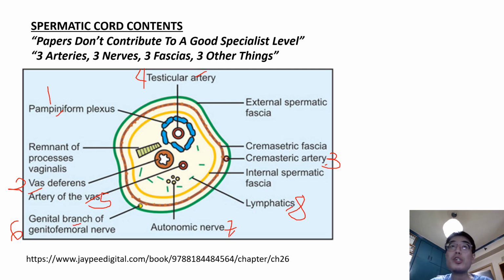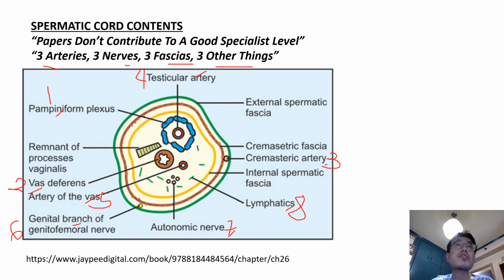A second useful mnemonic is to remember that the spermatic cord contains three arteries, three nerves, three fascias, and three other things. The three arteries are the testicular, the differential, and the cremasteric arteries.